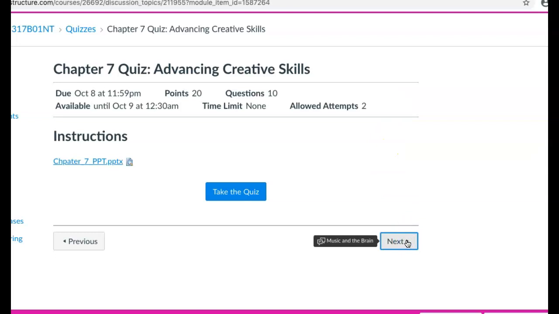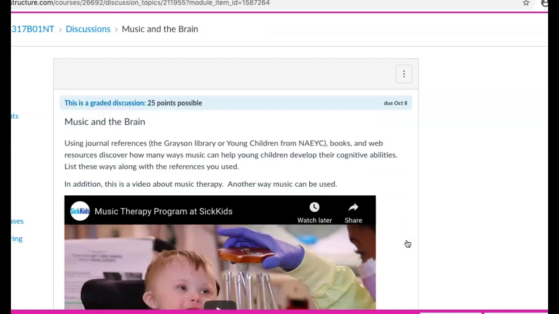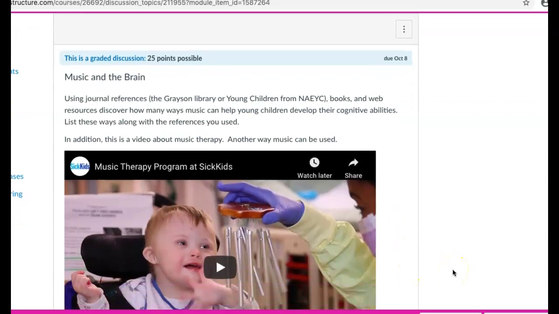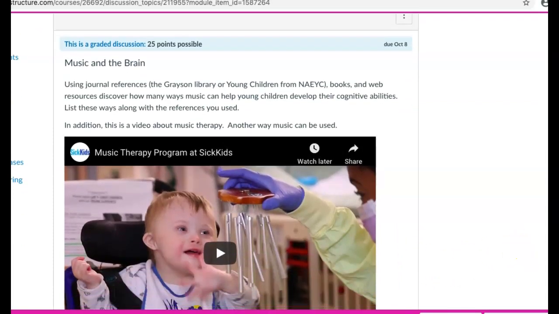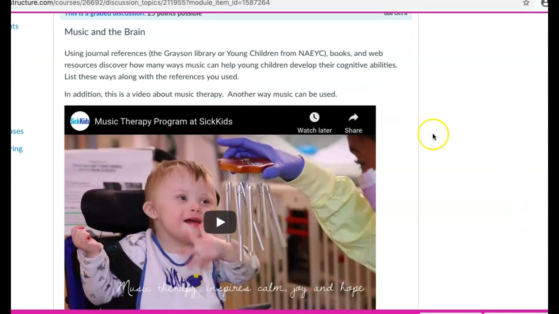Then we have a discussion about music in the brain, and a lot of times when we think of creative arts, our minds first go to Play-Doh, sculpting, painting, things along those lines, but music is really important too. And the math behind music and all the things you can teach through music and accessing the right side of the brain, there's so much with music. So I want us to explore that, try and find an outside resource. Here's one about music therapy as a way to help children process trauma or events that are happening in their lives.